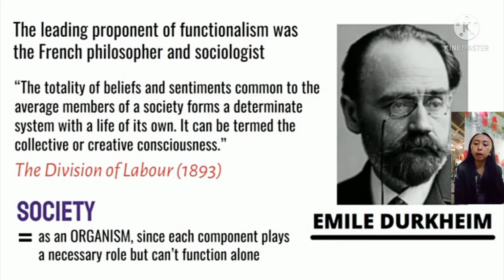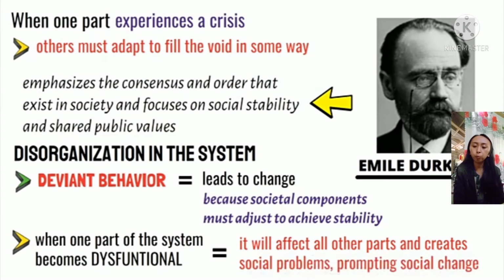Émile Durkheim described society as an organism, since each component plays a necessary role but can't function alone. When one part, according to Durkheim, experiences a crisis, others must adapt to fill the void in some way. Thus, Durkheim emphasizes the consensus and order that exists in society and focuses on social stability and shared public values.